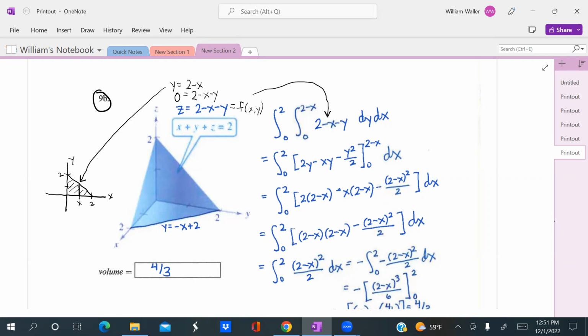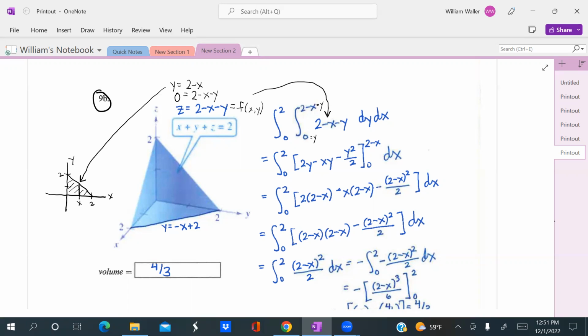Y starts here at 0, of course, on the bottom, because the x-axis is our boundary on the bottom, and goes up to this curve on the top, whose formula is y equals 2 minus x, that we just discovered. So if we use dy dx as our order of integration, there are our inner limits of integration. And then what about our outer limits of integration? X is running from 0 up to, well, of course, 2 on the x-axis. So our outer limits of integration are 0 to 2.